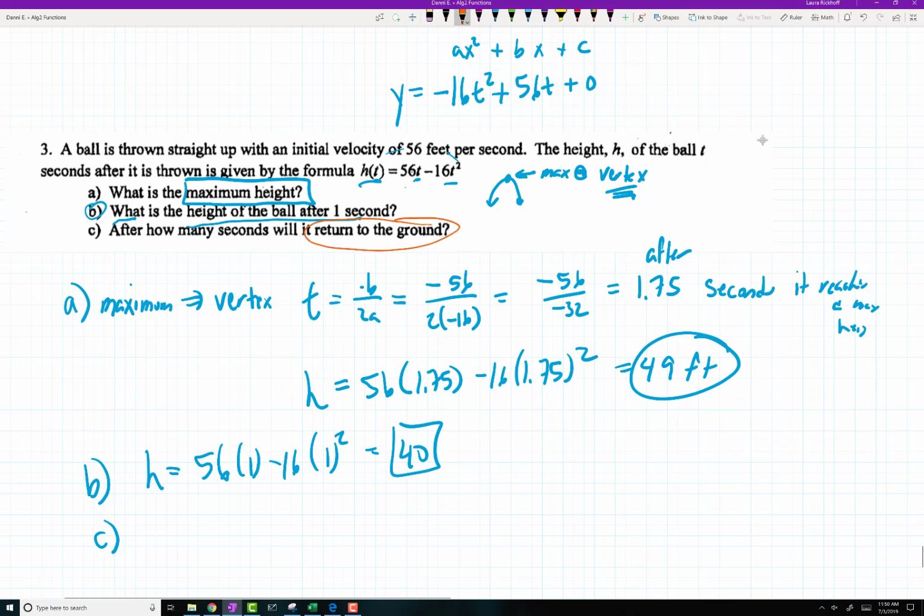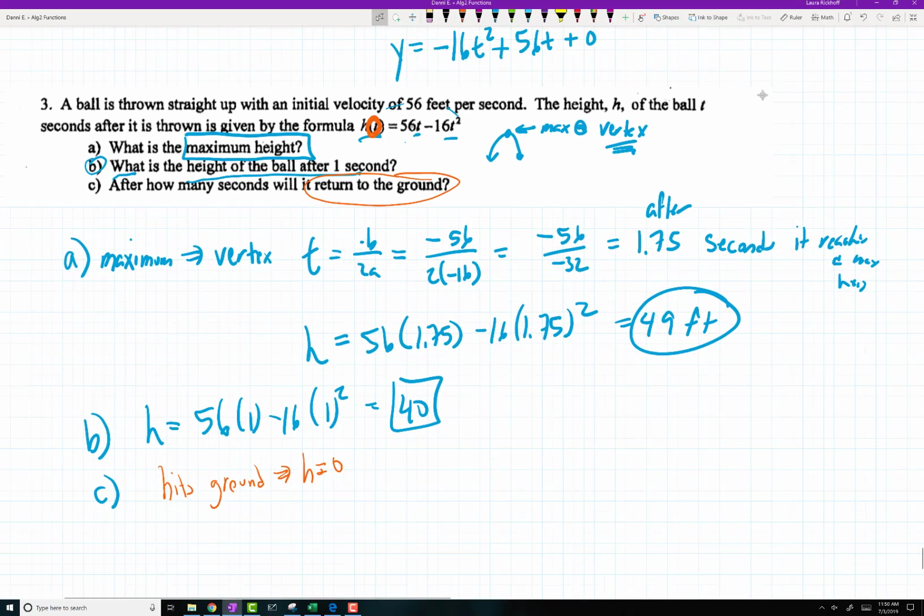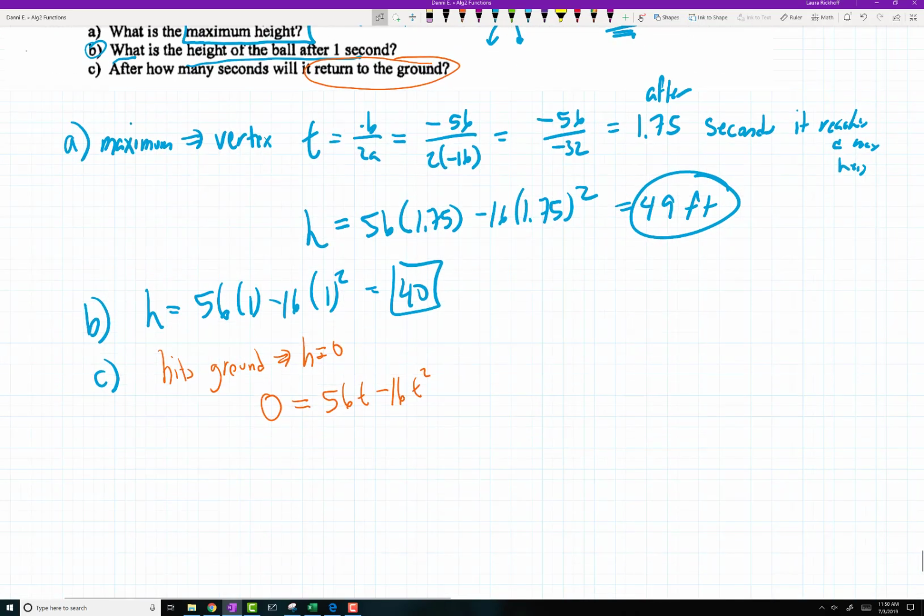And so if it hits the ground, that means that the height is 0. So you're going to plug in a 0 for the height and try to figure out when 0 equals 56t minus 16t squared. Okay. And when you solve something with the quadratic, we like that 0 on this side here. And we've already got that.